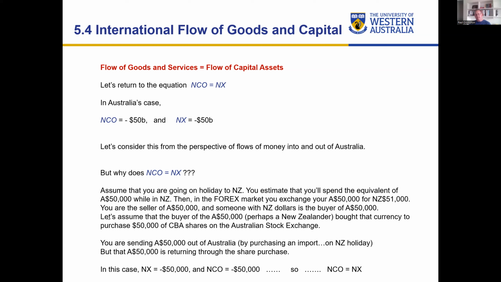So now the question is, well, we know that you are importing a foreign holiday to the value of $50,000, but what is the buyer of the $50,000, perhaps a New Zealander, going to do with the $50,000? Well, I know down here, they could purchase $50,000 of Commonwealth Bank of Australia shares on the Australian stock market, but really they could purchase anything Australian.